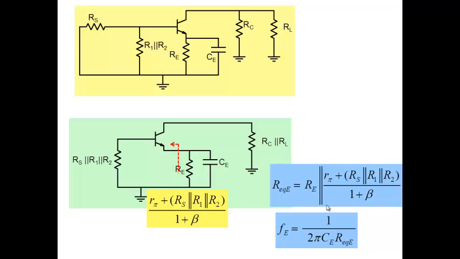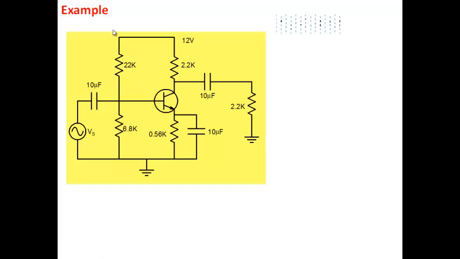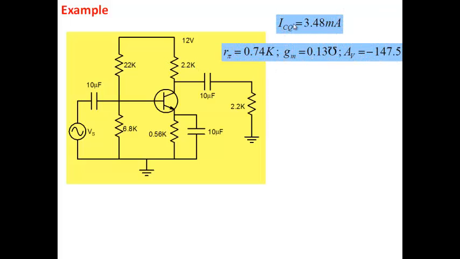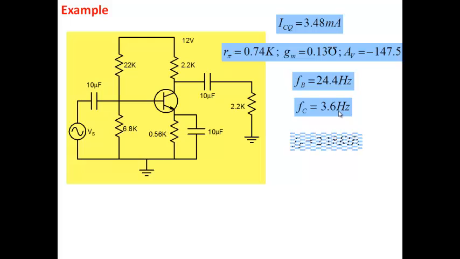And my 3 dB frequency is 1 by 2 pi CE R. So I've obtained all the 3 dB frequencies due to CE, due to CC here, and due to CB here. Alright, so these are the values here. So let me illustrate it for you, taking an amplifier like this. We have to do a DC bias point analysis, R pi, gm, Av, everything is given here. If I calculate due to this one, I get 24.4 Hertz. If I calculate due to this one, I get 3.6 Hertz. If I calculate due to CE, I get 2.18 kilohertz.